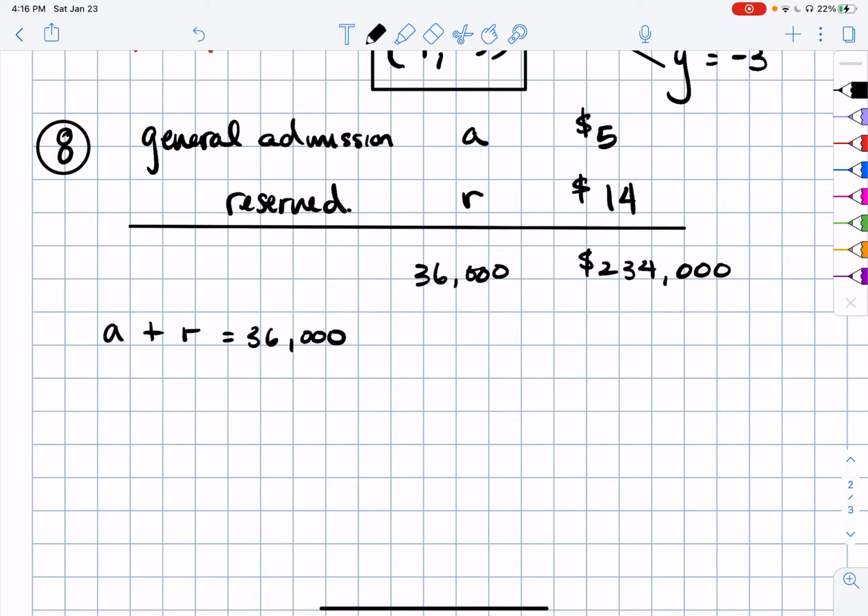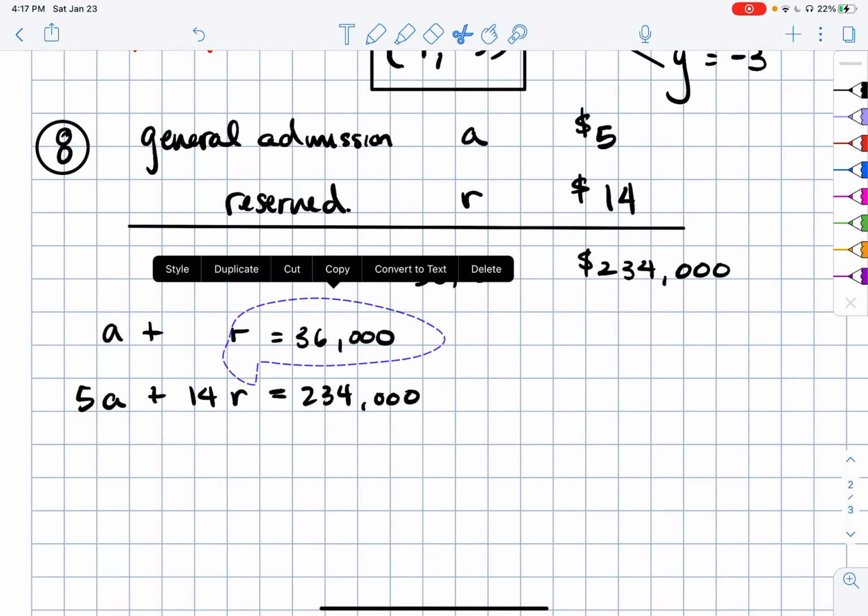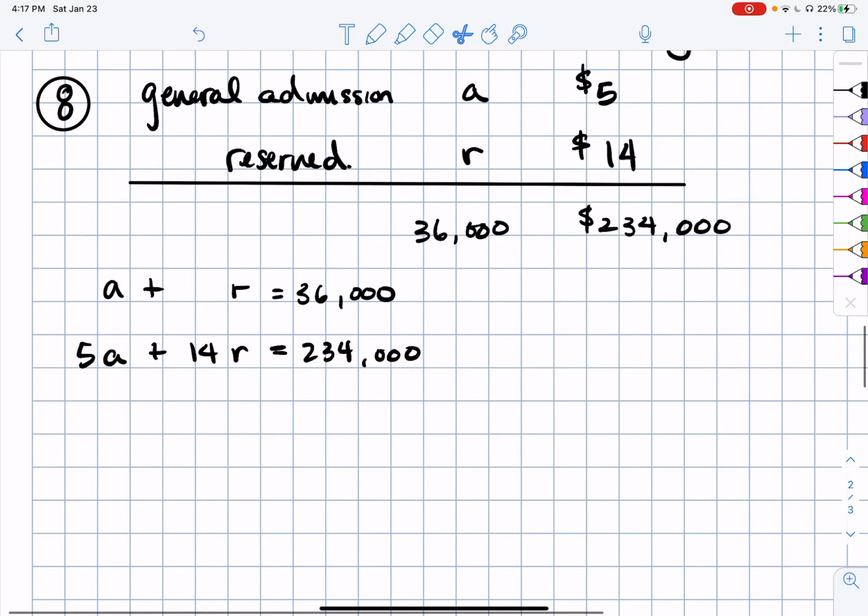Since each general admission ticket costs $5 and each reserve ticket costs $14, that's going to make me the money of $234,000. Okay, so I'm going to take this and move it accordingly. There we go. I've got two equations, two unknowns here, and this doesn't tell me which direction to use. So I'm going to take this equation right here, and I'm going to solve for, I don't know, let's get A by itself, right?